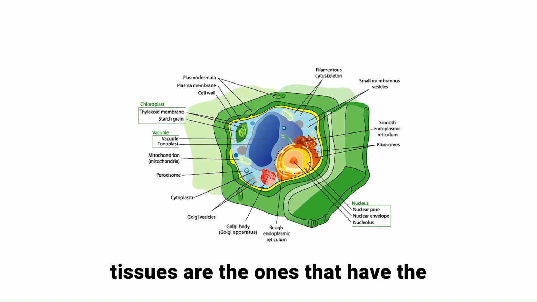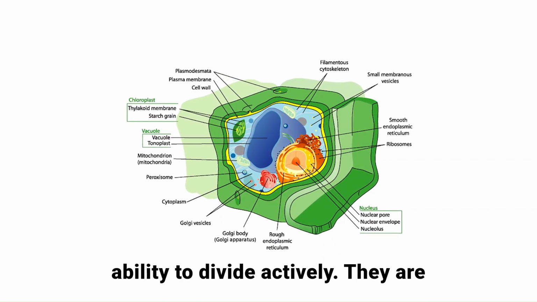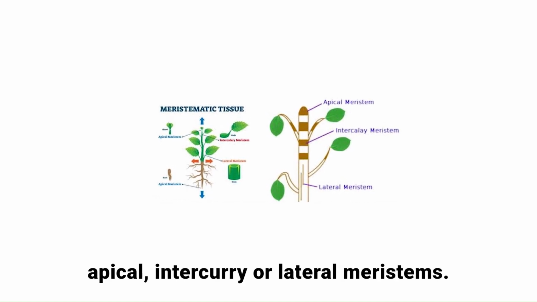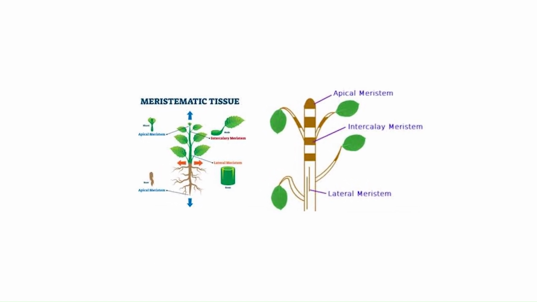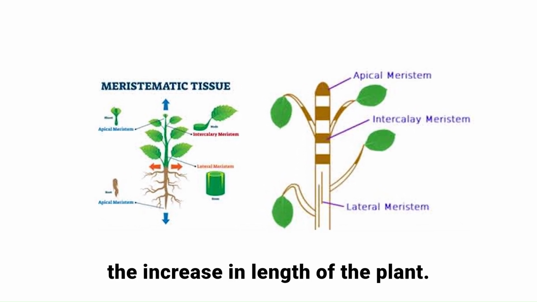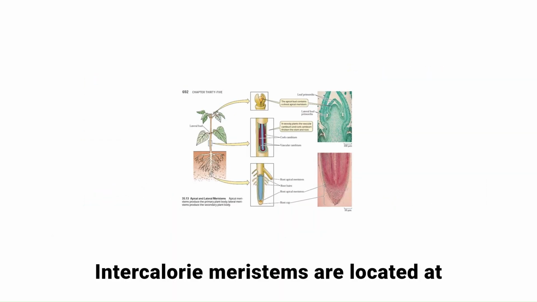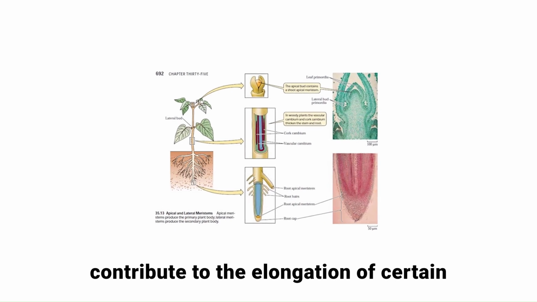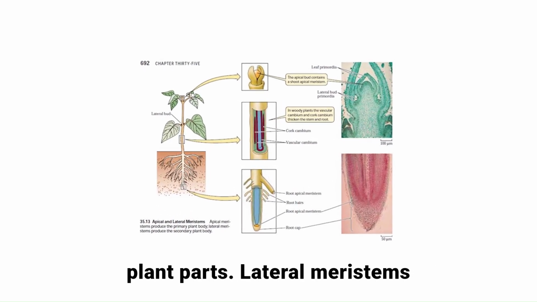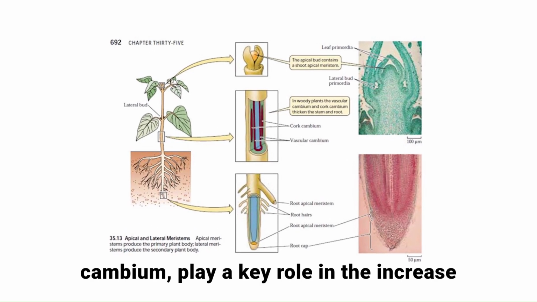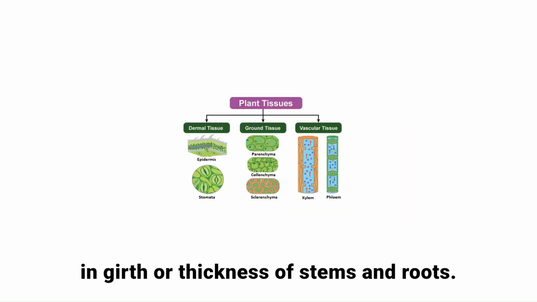Meristematic tissues are the ones that have the ability to divide actively. They are responsible for the growth of the plant. Depending on their position, they can be apical, intercalary, or lateral meristems. Apical meristems are found at the tips of roots and shoots and are responsible for the increase in length of the plant. Intercalary meristems are located at internodes or base of leaves and contribute to the elongation of certain plant parts. Lateral meristems, like the vascular cambium and cork cambium, play a key role in the increase in girth or thickness of stems and roots.